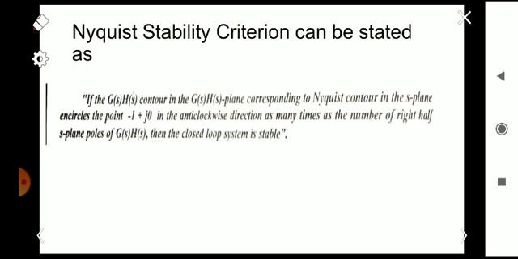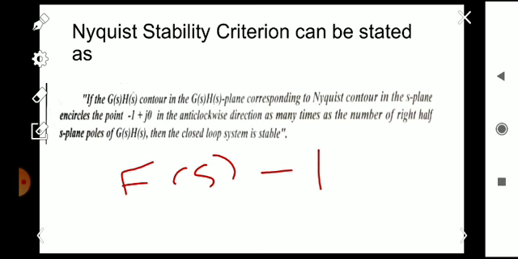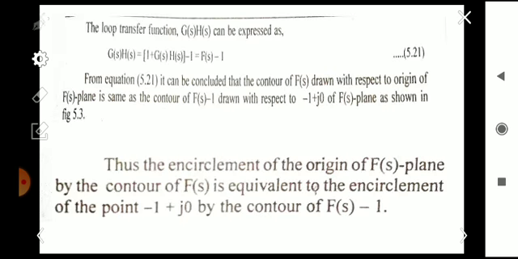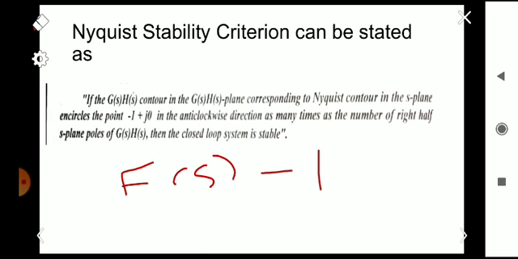So the Nyquist stability criterion can be stated as follows, this is the actual statement. If the G(s)H(s) contour in the G(s)H(s) plane, so here we are considering the G(s)H(s) plane only, that is the F(s) - 1 plane, instead of the 1 + G(s)H(s) plane, we are considering the G(s)H(s) contour only. It will be simpler, and that's why we are considering it.